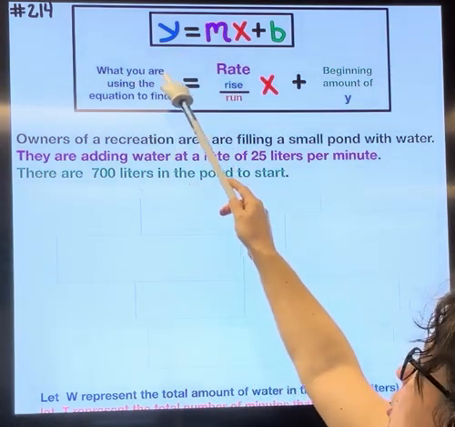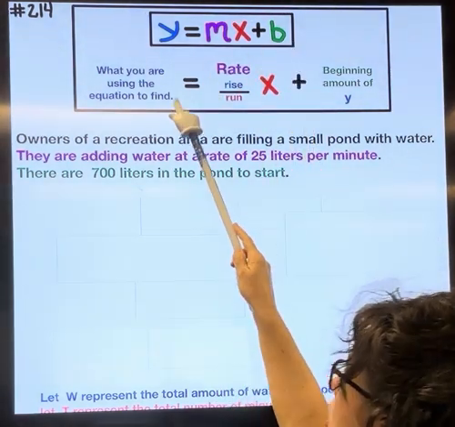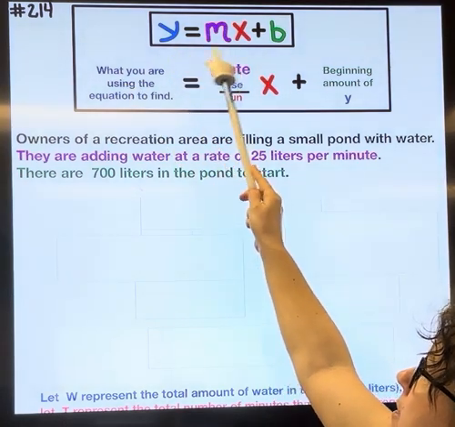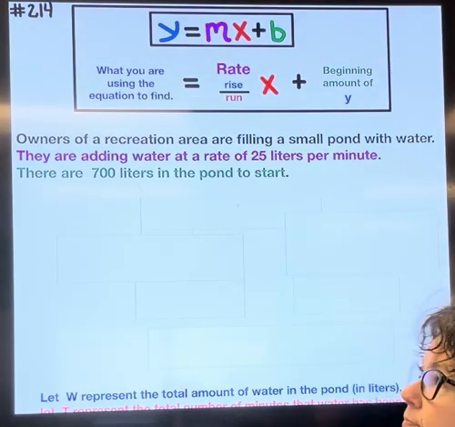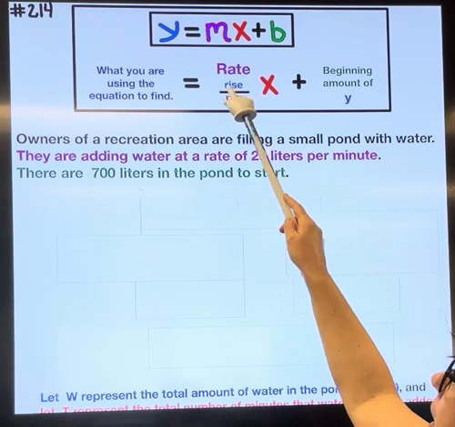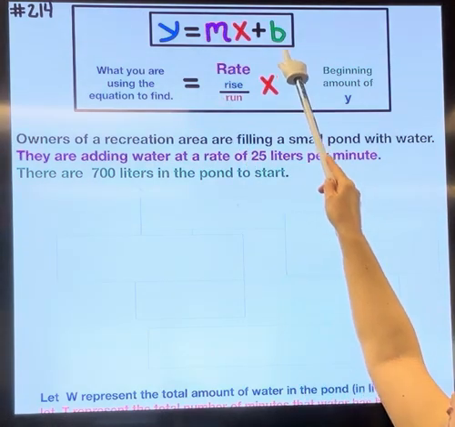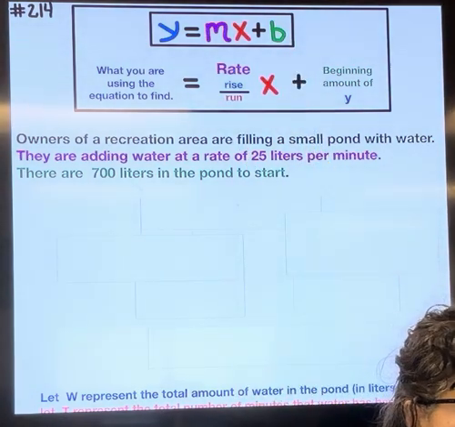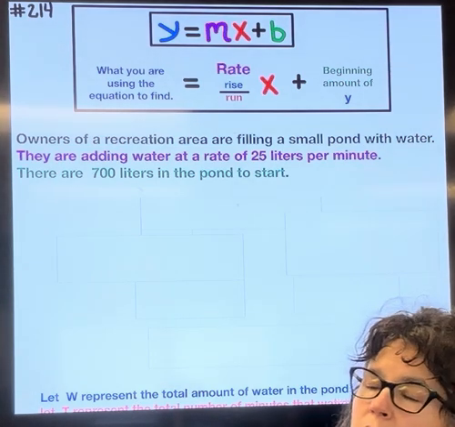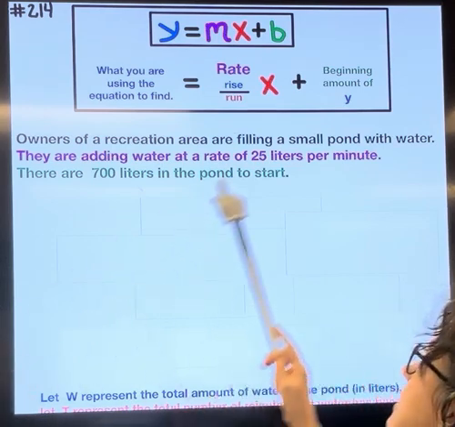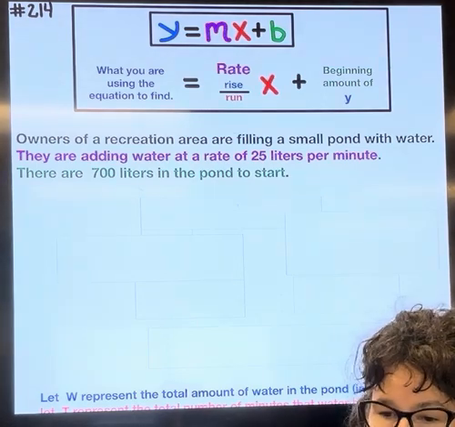If you have the equation y equals mx plus b in a story problem, you want to know how to set up your x's and y's. The y is going to be whatever you're going to use the equation to find. X will be your input, and then your slope is a rate. And your b is your y-intercept, a point where the line crosses the y-axis. So if you look at the label on the y-axis, it's the same thing as the beginning amount of whatever the label is on the y-axis.